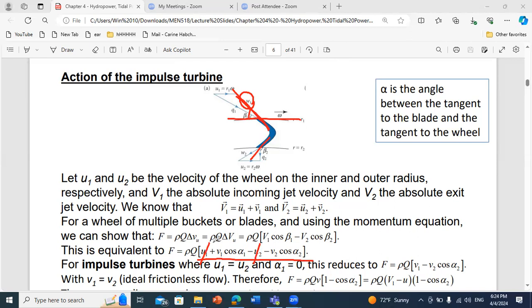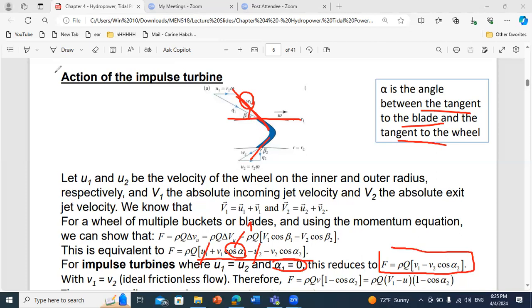If you look at your expression, we also have another characteristic for an impulse turbine, which is that alpha 1 is equal to 0. As we said, alpha 1 represents the angle between the tangent to the blade and the tangent to the wheel. Because it's 0, cosine alpha 1 will be just equal to 1. So the first expression will be reduced to F equal rho Q times V1 minus V2 cosine alpha 2. This is the expression that we got.